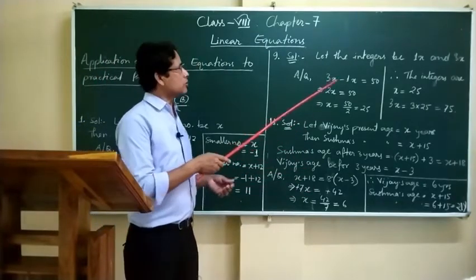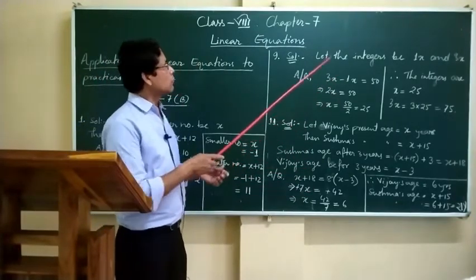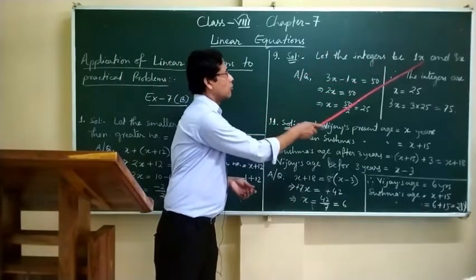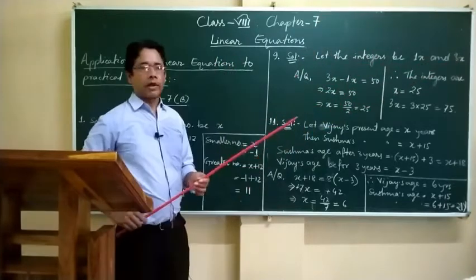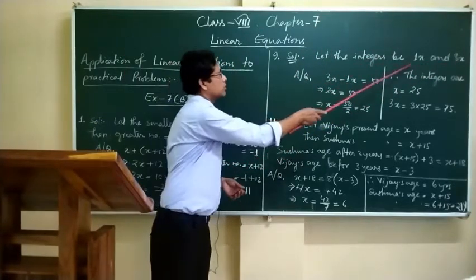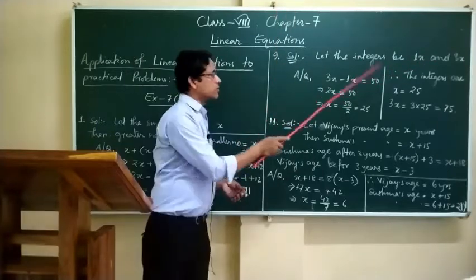So as the ratio is given as 1 to 3, what we'll do is we'll take the integers as 1x and 3x. Now according to the question, the difference between these two integers is 50.